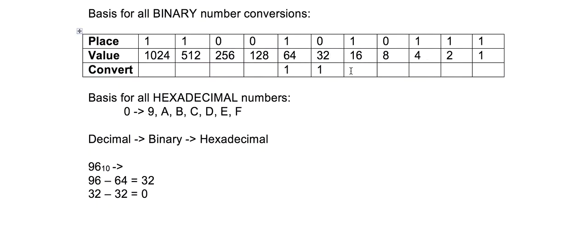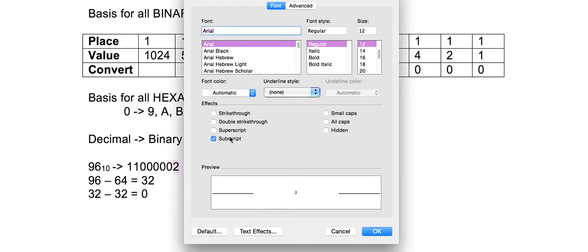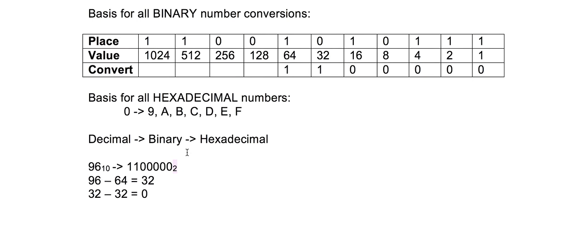And then what we need to do is fill any of the columns to the right with zeros, just so all our value columns line up. So 96 in decimal as a binary number equals 11000000. 11000000. I'll put a 2 there because we then know that it is a binary. So we've done half of our equation so far. We've been able to convert the decimal number into a binary number.